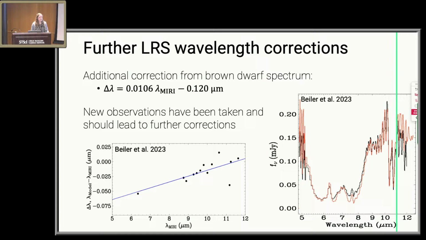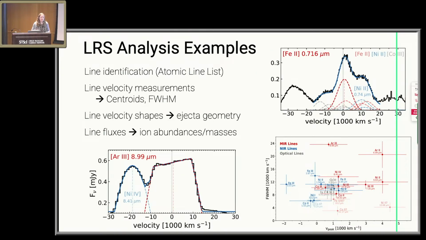Additionally, some new observations have been taken of a planetary nebula. It was taken with both the LRS slit and the MRS, and so they're going to be able to match the wavelength calibration between MRS and LRS. That's really going to improve things, and that should be coming in the next few months or so, hopefully sooner.